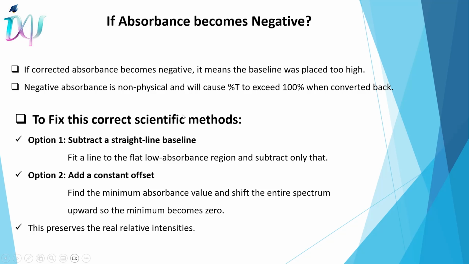So there are two scientific methods to do this. First, subtract a straight line from the baseline so that your baseline is shifted positively to get the correct positive absorbance. In the second method, we can add a constant offset, that is, we need to find the minimum absorbance value and shift the entire spectrum upward so that the minimum becomes 0. So today I will show you the second method.